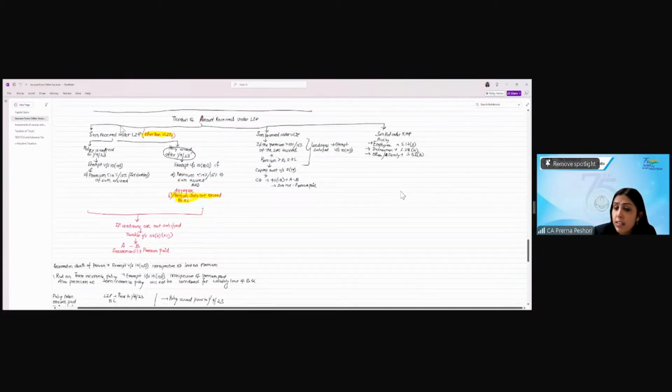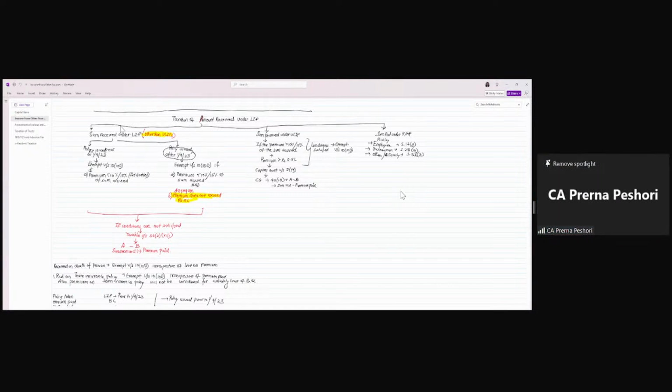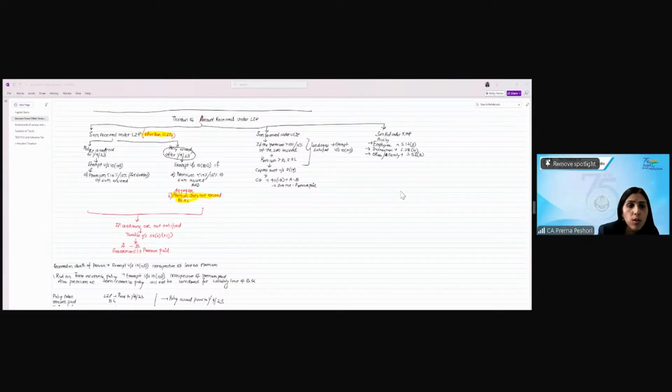Last one, taxation of the amount received under the LIC. Now, if you remember, we had spoken about the taxation of the amount received under ULIP. What was the taxation of the ULIP? Yes. The taxation of, yes. What was the taxation of ULIP?